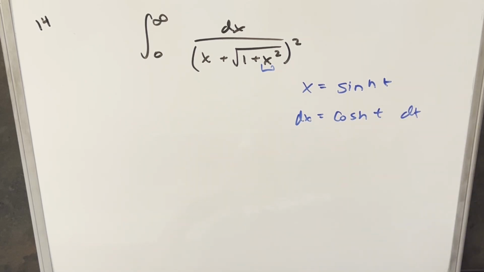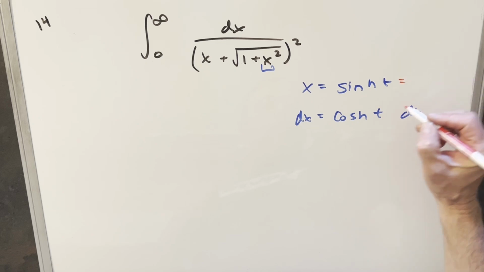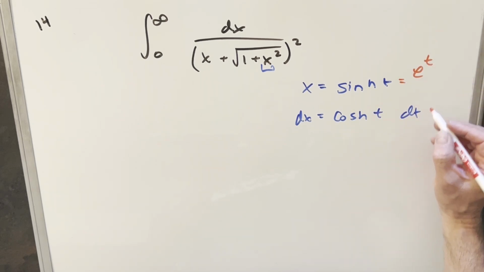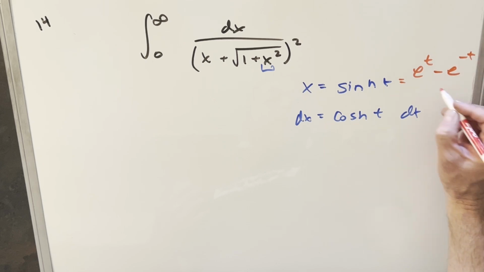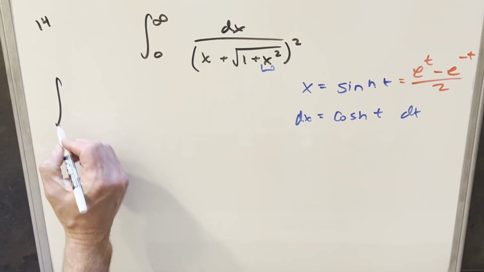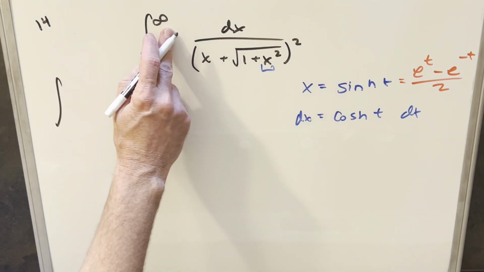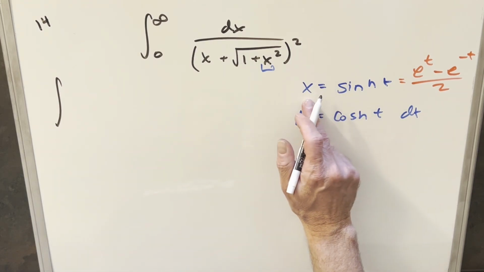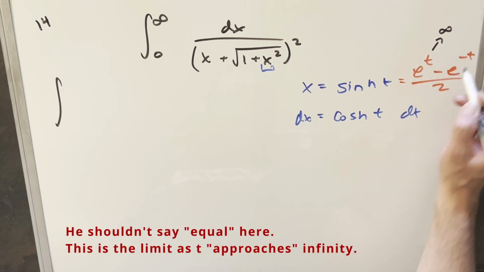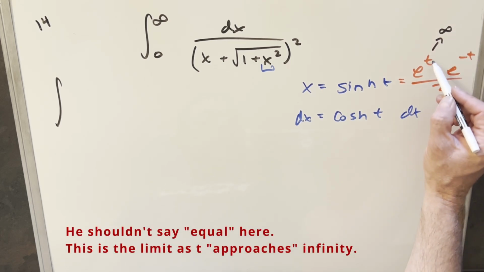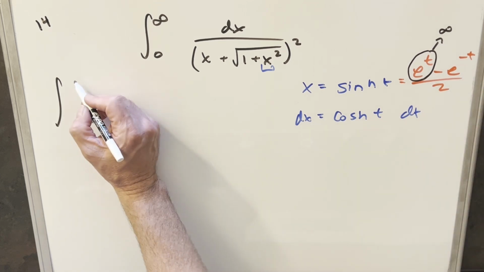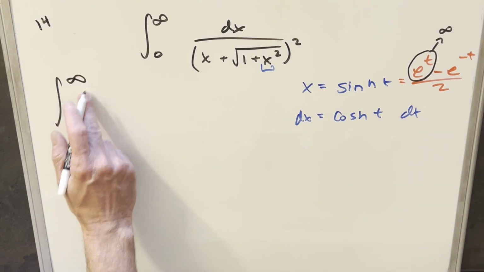And before I substitute, let's write this sinh t in terms of the definition. This is the same thing as e to the t minus e to the minus t all over 2. Now we'll substitute. First we need to evaluate infinity. If our x value is infinity, that happens if t is equal to infinity, because if t is infinity, this piece is going to infinity and this part is going to 0. So that's going to work. I'll update this bound to infinity.